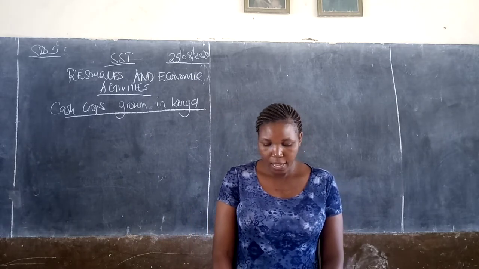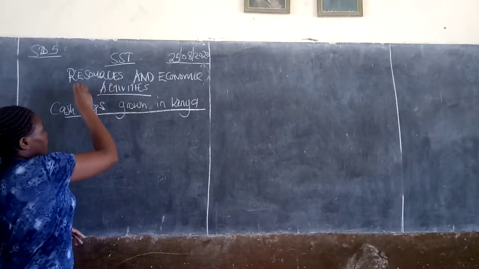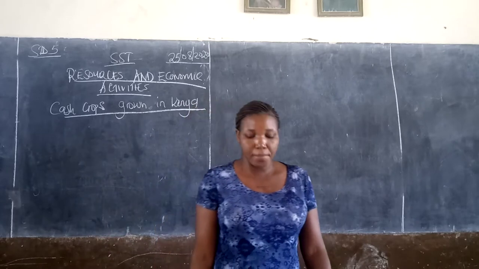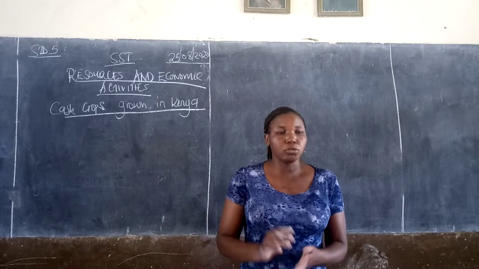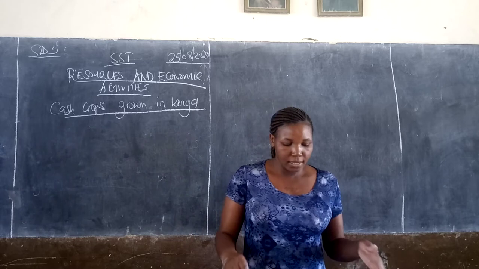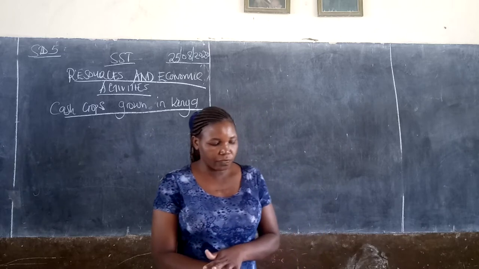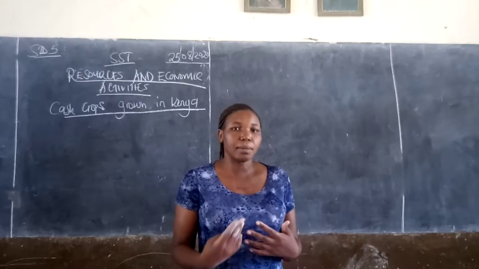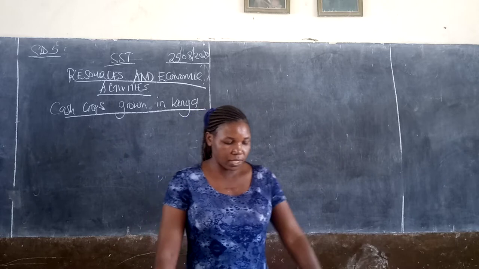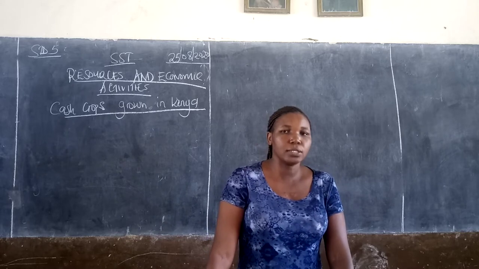Now, I want us to start, because I have already talked about this topic, resources and economic activity. And one that I talked about is traditional forms of farming. We talked about bush fallowing and shift cultivation. Bush fallowing is where the land is cleared, a large portion of land, and cultivated for some time, then the farmer comes back when it is idle, before moving to the next one. And shift cultivation is the clearing of a large piece of land, then cultivating it until the soil is exhausted.